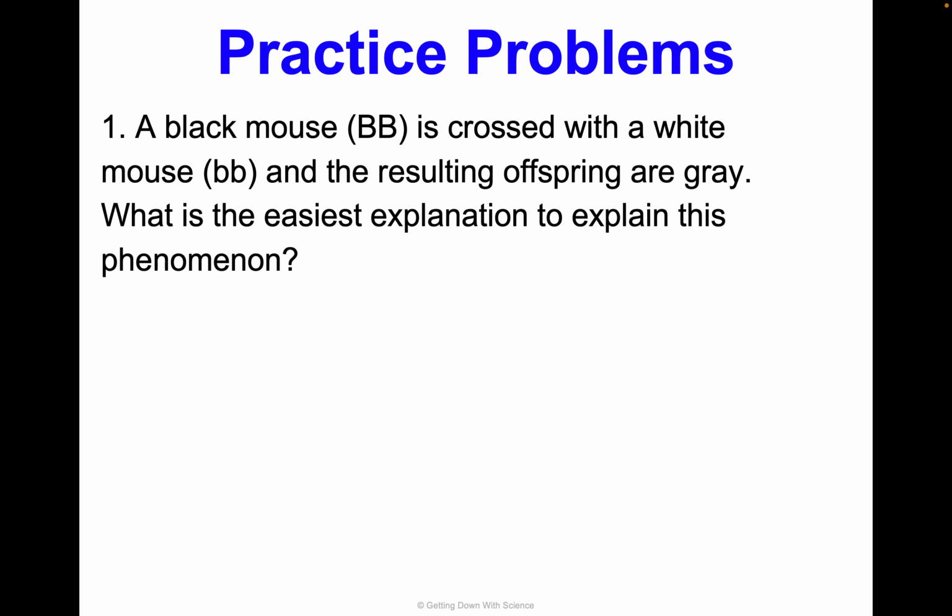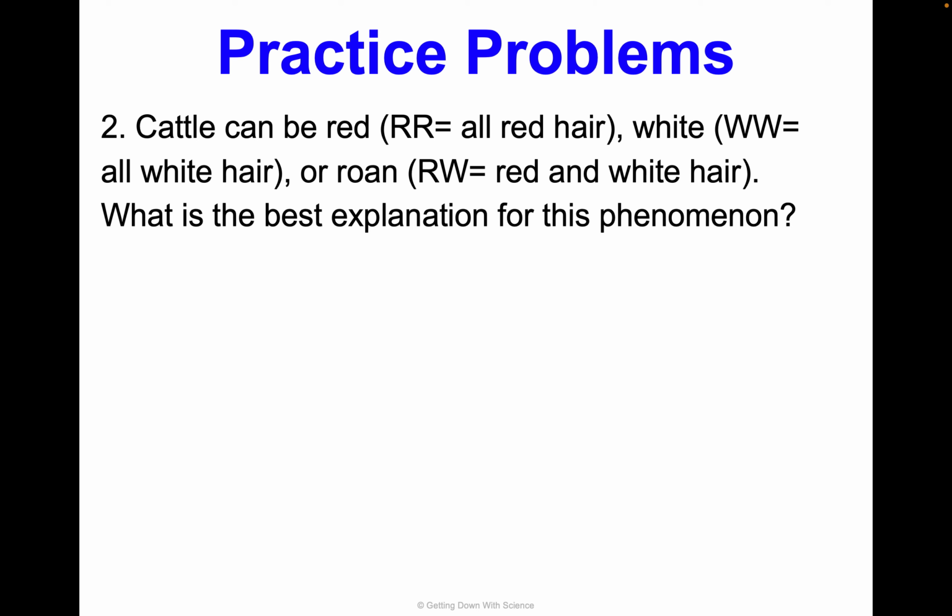So let's practice. A mouse that is homozygote dominant is crossed with a white mouse that's homozygote recessive. The resulting offspring are gray. What's the easiest explanation to explain this phenomenon? Well, that's incomplete dominance. Neither is really being expressed. It's kind of a combination of the two.